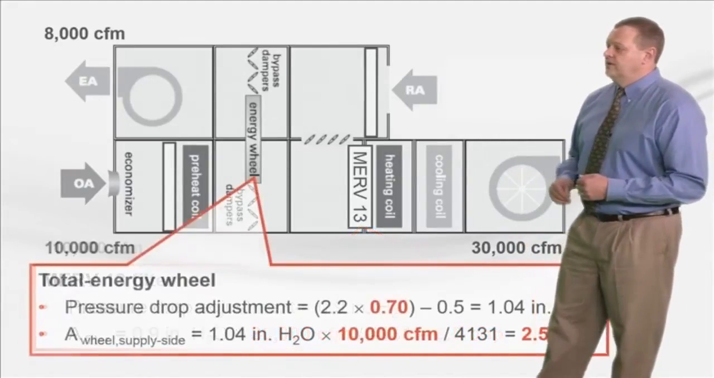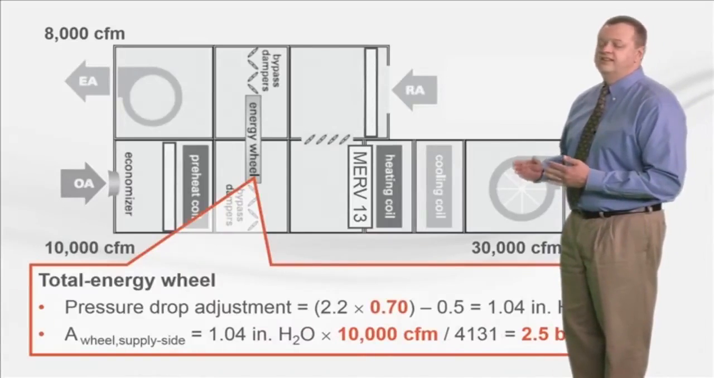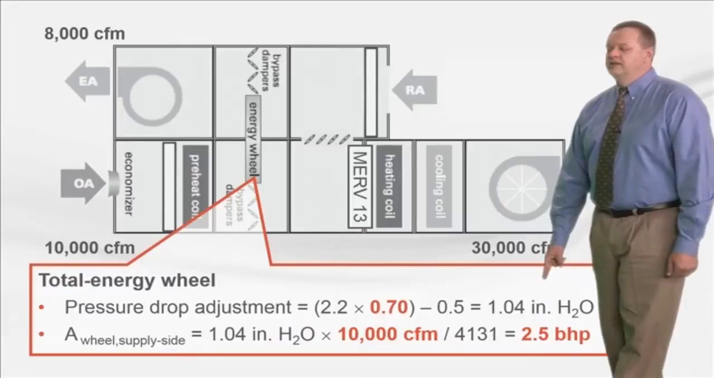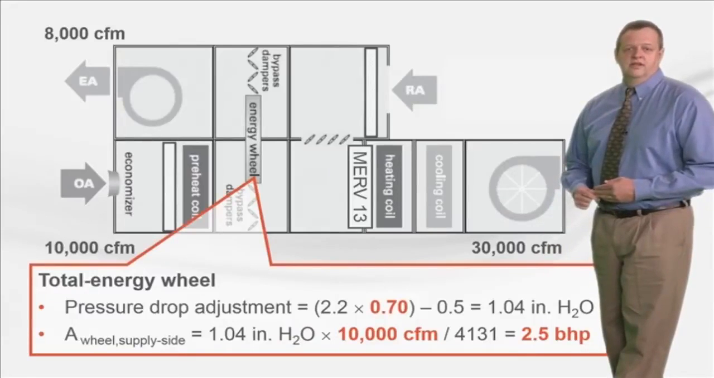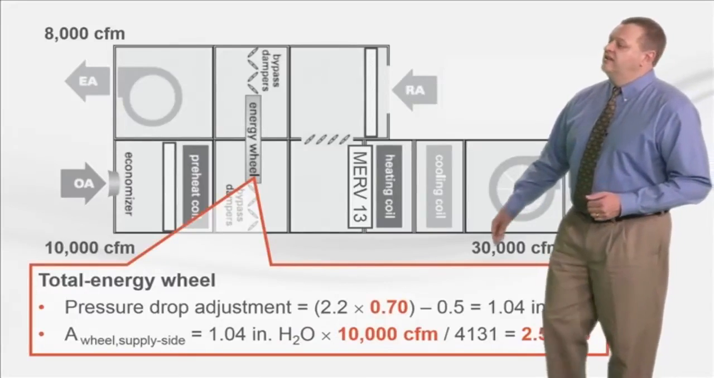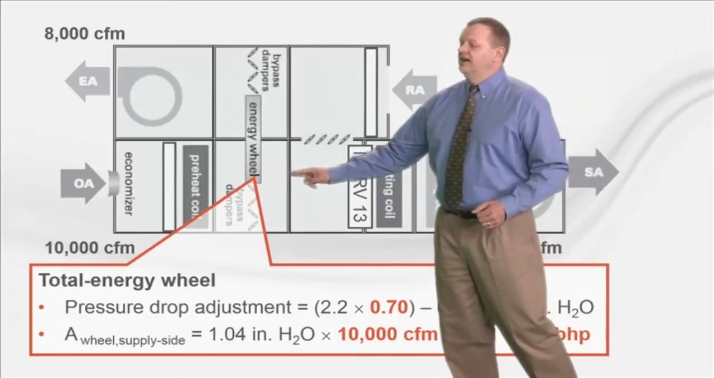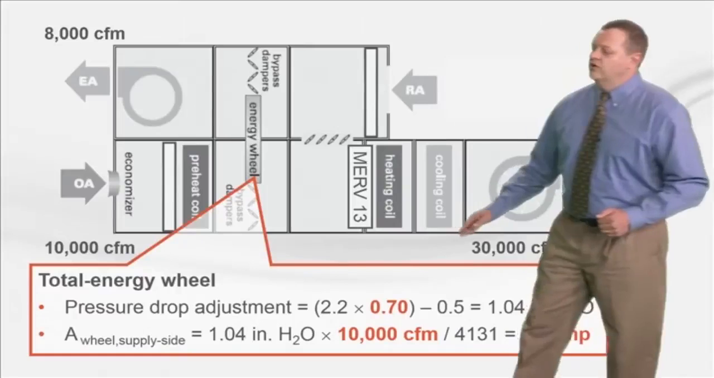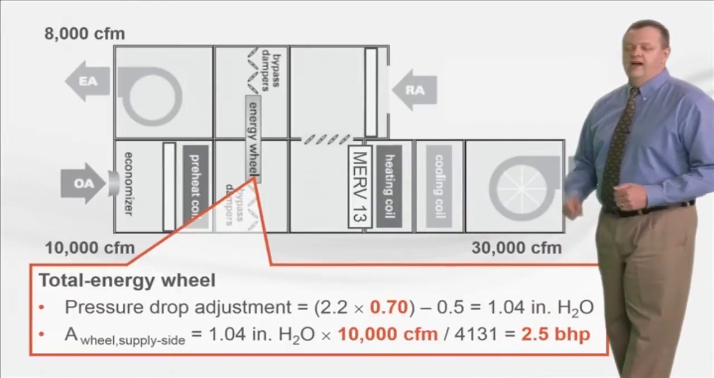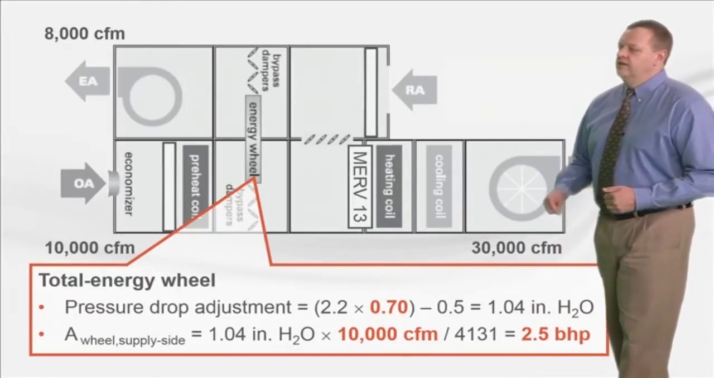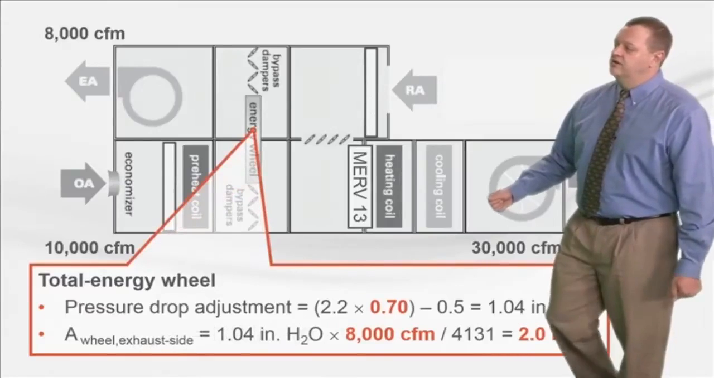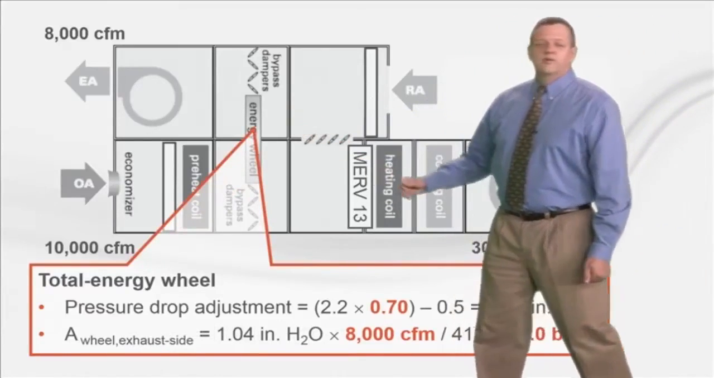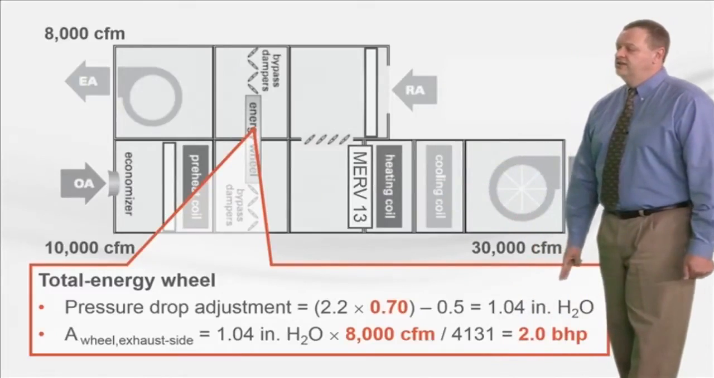Next, for the wheel. Its effectiveness is 70%, so the pressure drop adjustment is calculated to be a little over 1 inch. At design conditions, the outdoor airflow through the supply side of the wheel is about 10,000 CFM, so the horsepower credit is calculated to be 2.5. The airflow through the exhaust side of the wheel is only 8,000 CFM on this side, so the horsepower credit for this side is 2.0.